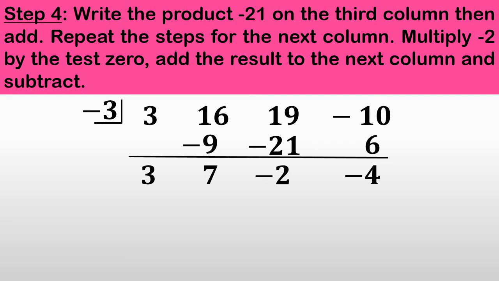Okay, now, at this point, the third row that we obtained are 3, 7, negative 2, and negative 4. It represents the numerical coefficients of the terms of the quotient. So, siya yung magiging numerical coefficient ng ating quotient. Paano ba natin isusulat itong ating numerical coefficient as the quotient of the given? So, as you can see, ang ating last value is negative 4.